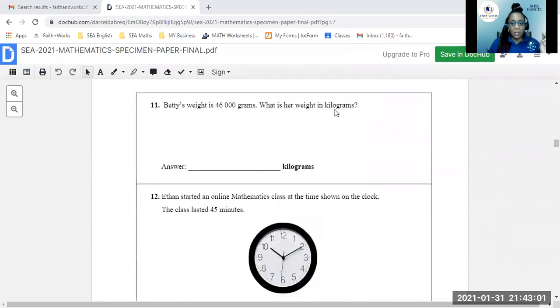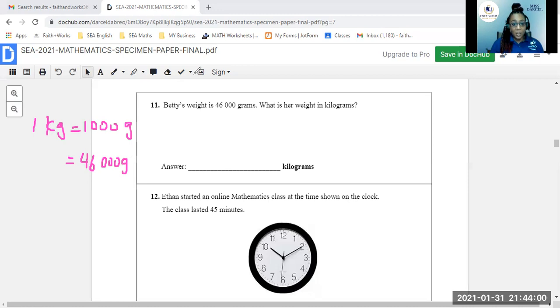Okay. Ooh, conversion again. So Betty's weight is 46,000 grams. What is her weight in kilograms? So this calls on several different skills. First, you need to know how many grams are in a kilogram. 1 kilogram is 1,000 grams. You also need to know how to divide or multiply by 1,000, right? So we have 1 kilogram equals 1,000 grams, right? So for 46,000 grams, how many kilograms is that going to be? So we have to divide by 1,000.